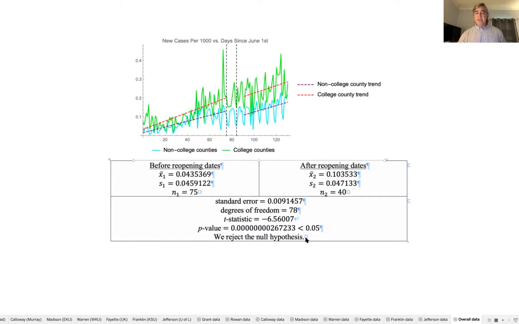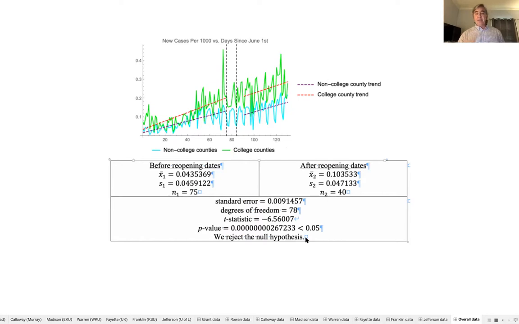Again, it's not causality. I want to close with this. It doesn't mean that the universities are responsible for that. It just means that it happened, and we can show that the correlation happened at a statistically significant level. All right.